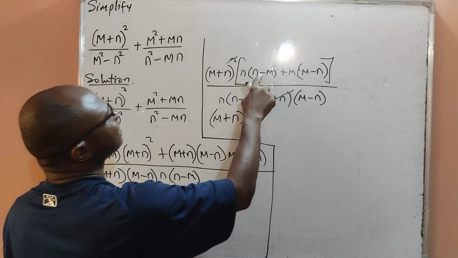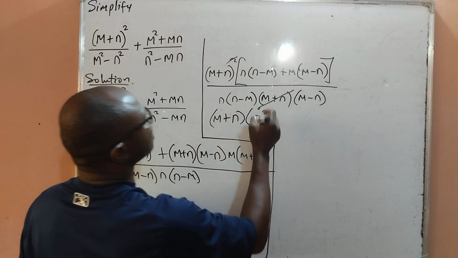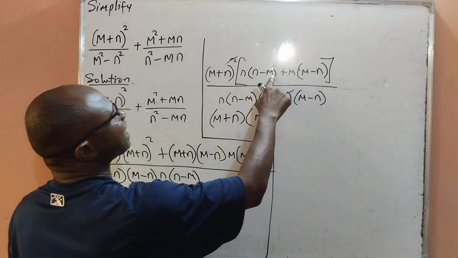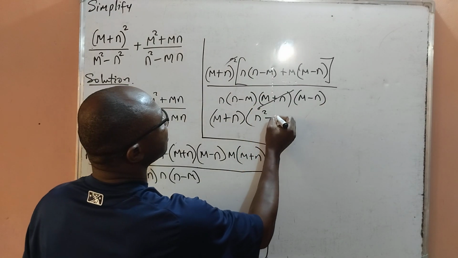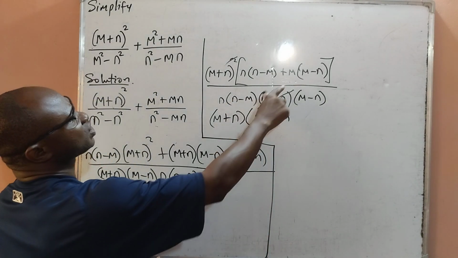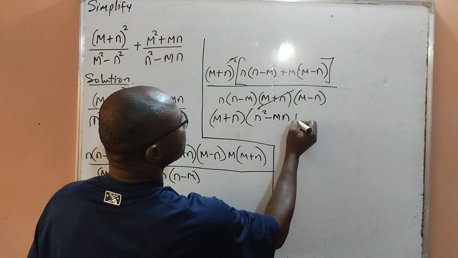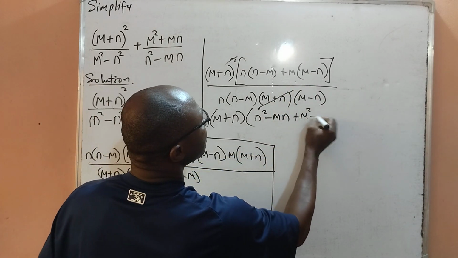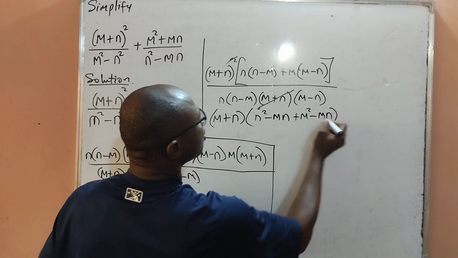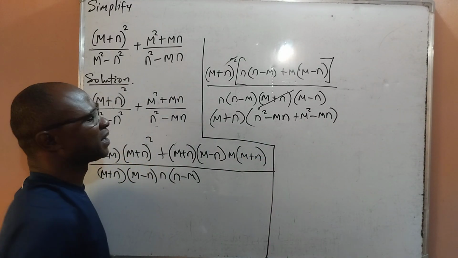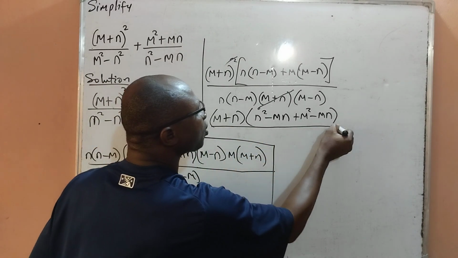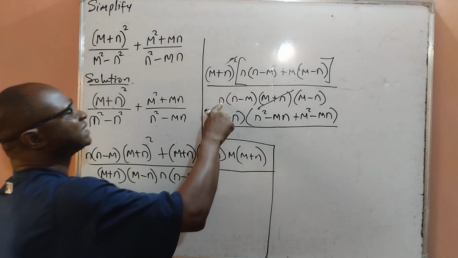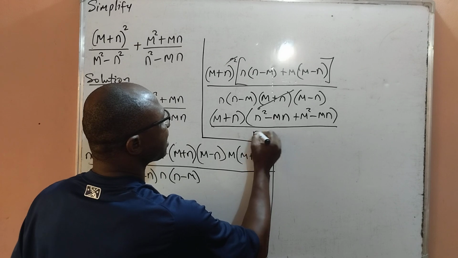And that will give me n times n squared. N times minus m will give me minus mn. Next, m times m will give me plus m squared, and m times minus n will give me minus mn. This is what I have left at the numerator. And at the denominator, what I also have left is this n, which is here.